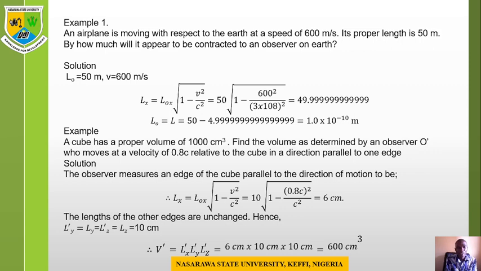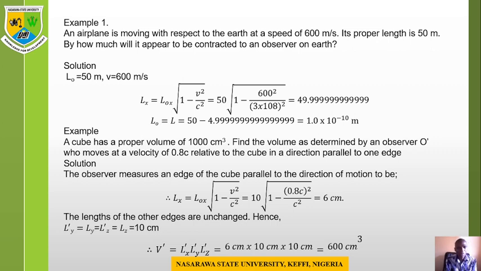49.9999999. So we subtract it from the actual length, we get 1.0 times 10 to the power of minus 10 meters. So that is to say the length of the airplane is contracted by 1.0 times 10 to the power of minus 10 meters for an observer on Earth. An observer on Earth will measure this length for the plane.